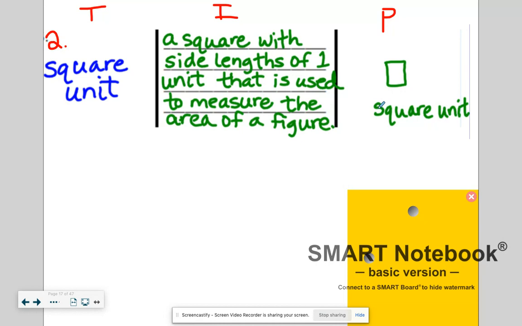All right, and then for your picture, you can just draw a square, and then underneath write square unit. So Miss Merritt, if you will pause this video and let them copy this down on number 2 for their tip chart. All right, guys, I hope you've copied that down in your tip chart for number 2.